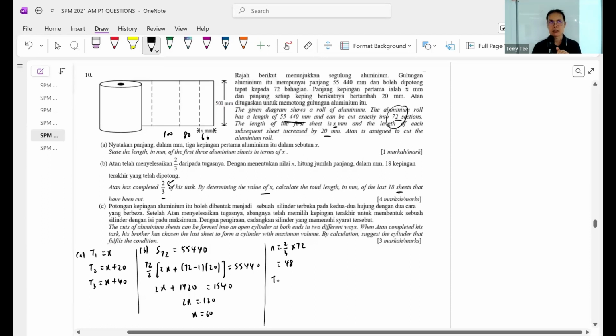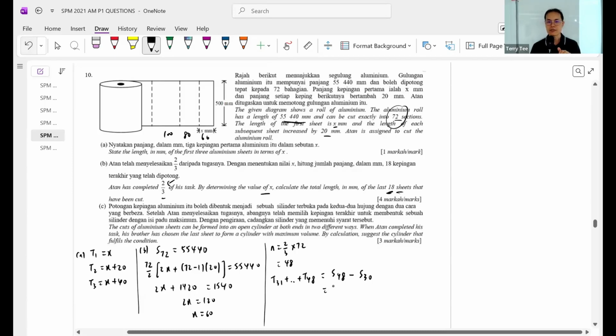Remember here, you're finding the last 18 pieces. So 48 minus 18 is what? 30. But you don't start from 30, you start from 31. 31 to 48. You understand or not? You want to use fingers? 31, 32, 33, 34 until 48. They are 18. You don't count 30, yeah? You start counting from 31. But we use S48 minus S30, not S31. You minus off what we don't want. We don't want the first 30.